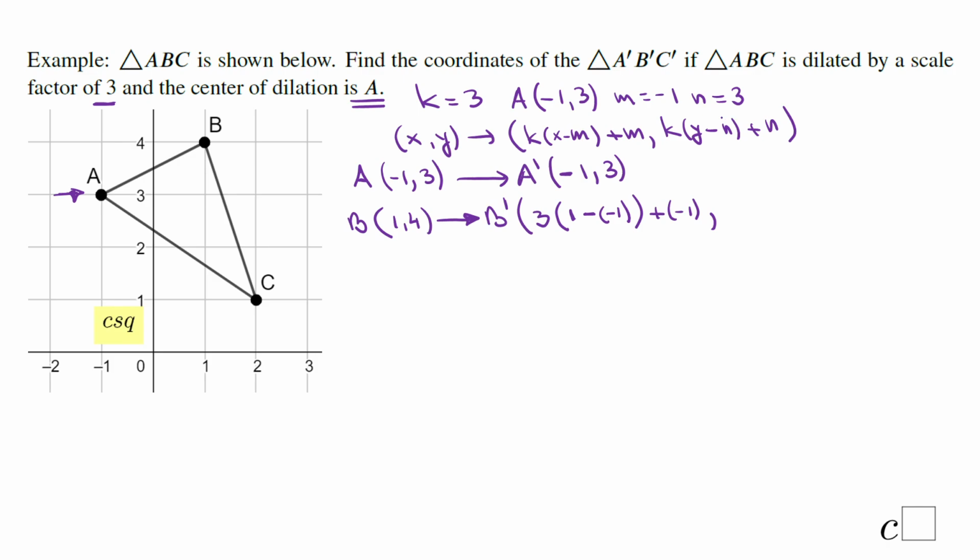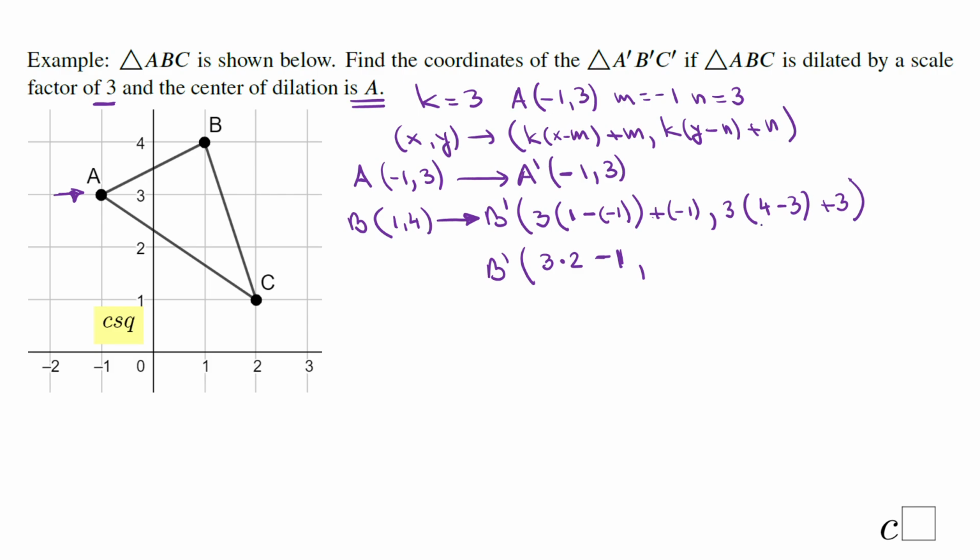Let's move to the y coordinate where you have k again, 3, y minus n, so that will be 4 minus 3 plus n plus 3. So let's do some simplification here for b prime. 1 minus negative 1 is 2, so you have 3 times 2, and plus and minus becomes a minus 1.